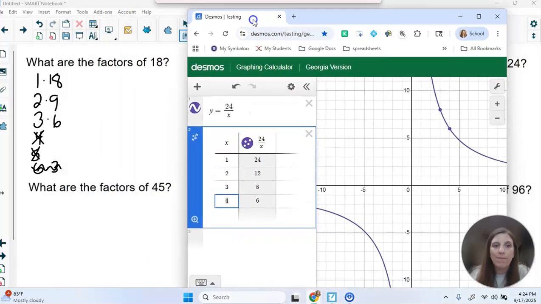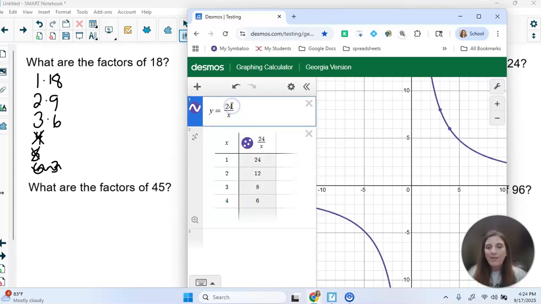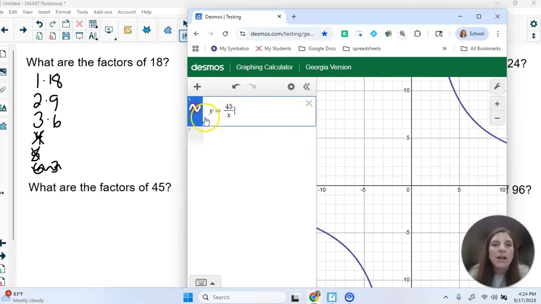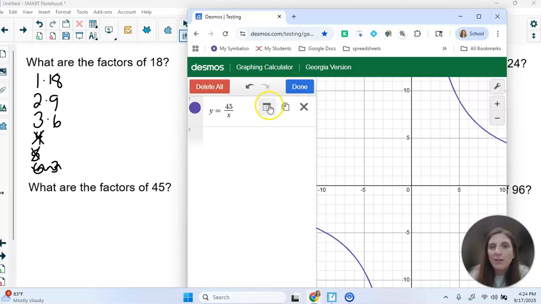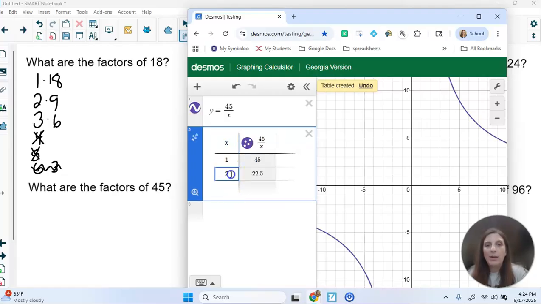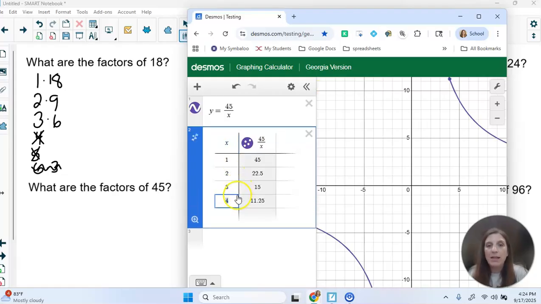Let's try another one. What are the factors of 45? Now, if you already have this going in your calculator, of course, you can just change the top number. Oh, it didn't actually change. I thought it would. So y equals 45 divided by x. Go to your settings wheel, go to table view. I'm just going to clean it up a little bit, and then I'm going to add to it, right? I'm just going to keep hitting enter until I start to see repeat numbers.